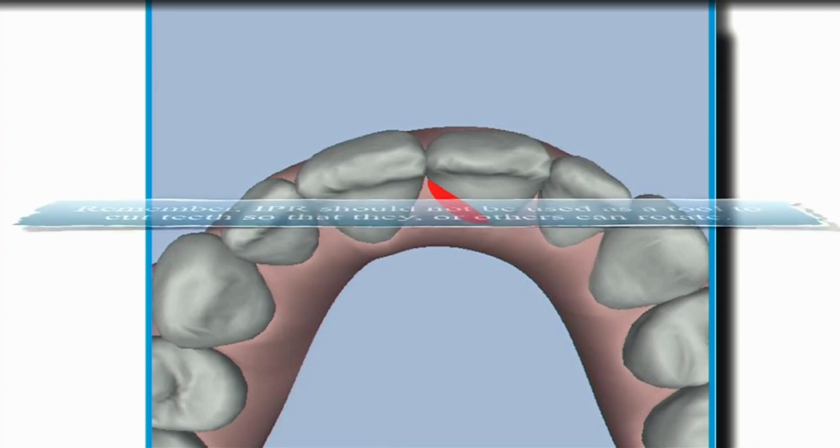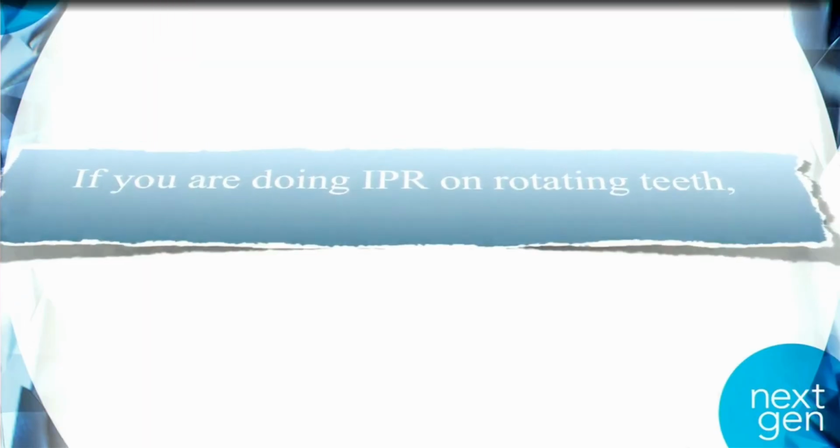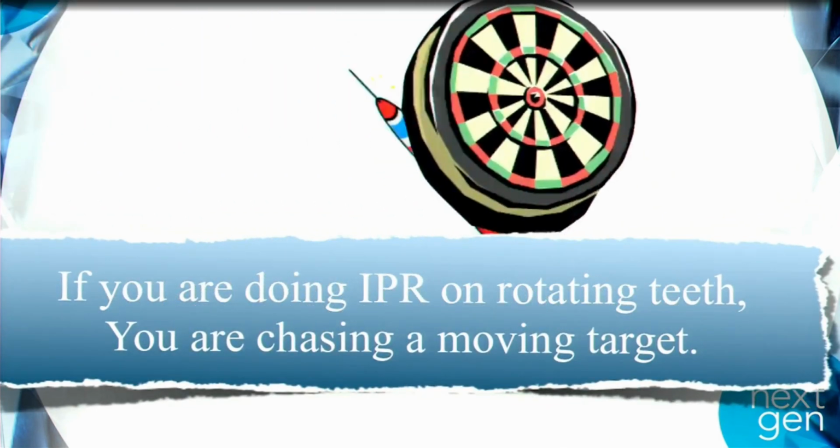Let's see some strategies of how to avoid that. IPR should not be used as a tool to cut teeth so that they or other teeth can rotate. Here's another little idea about that. If you're doing IPR on rotating teeth, you are chasing a moving target.